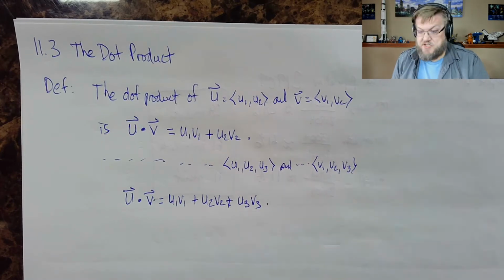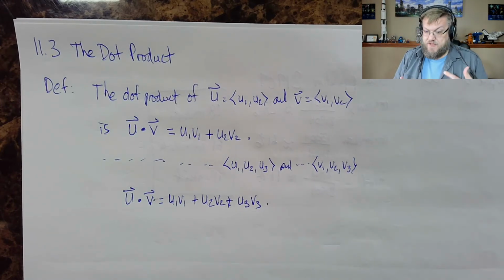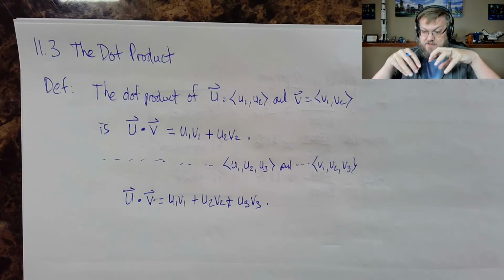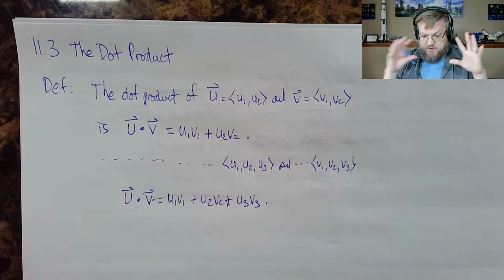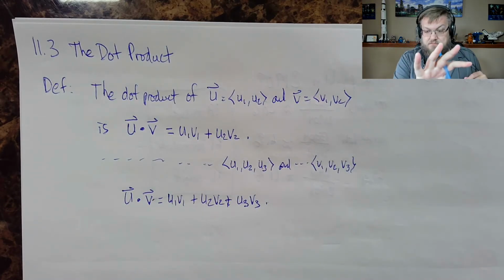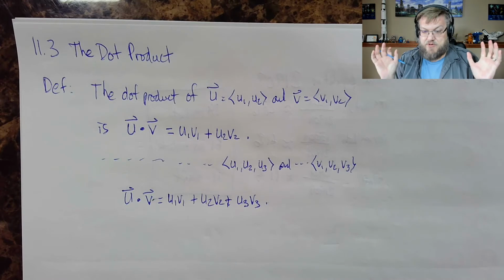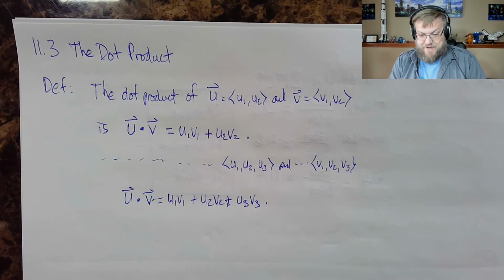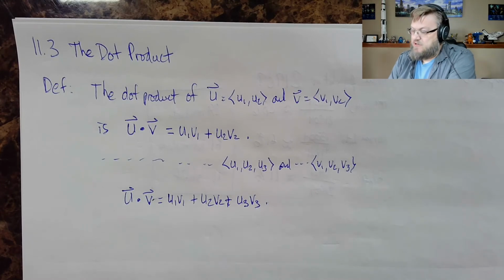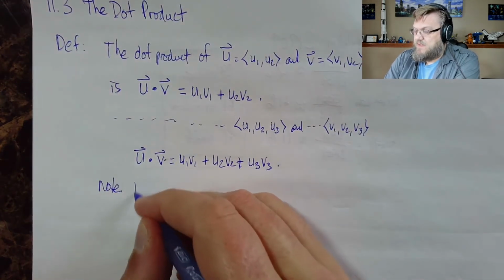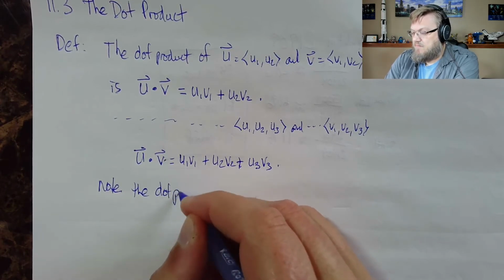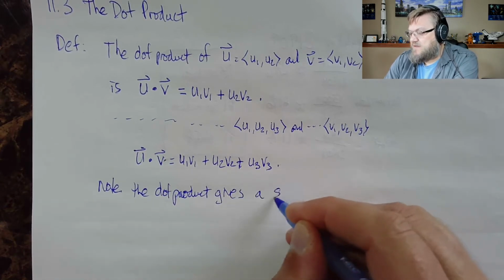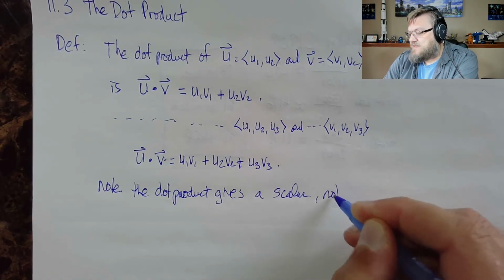Right? So just at a basic mechanics level, notice that the input of the dot product takes two vectors. You plug in two vectors, you multiply them together, you perform this operation, and out spits a real number. You see that? So it takes input of two vectors and outputs a single value. Okay? And that value is a scalar, right? So note the dot product gives a scalar, not a vector.